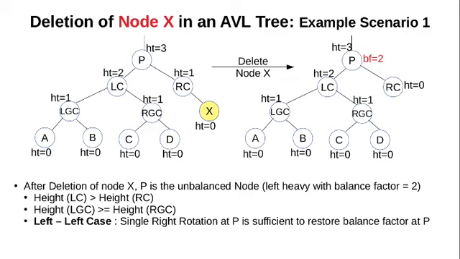Now let's discuss the first example scenario. Here we want to delete node X from the AVL tree. HT over every node shows the height of the node. The height of node P is 3. As discussed, we find and delete the node X as per the BST delete procedure, and the resultant tree is shown on the right.